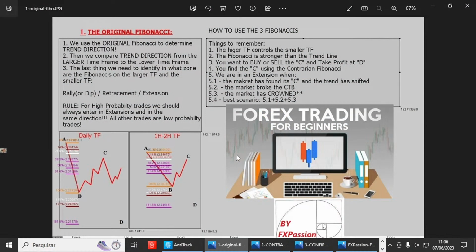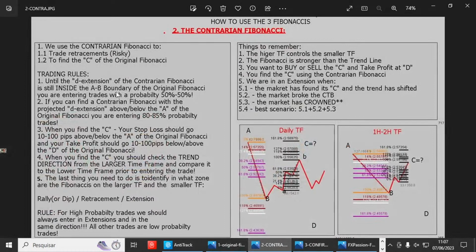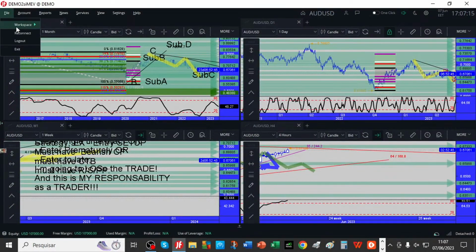Okay, before we move forward, we are using the original Fibonacci to, number one, determine trend direction. Number two, we compare trend direction from the larger time frame to the lower time frame. And the last thing we need to identify is what zone the Fibonacci's are in. And we just had Canadian news, right? And the contrarian, we are using the contrarian to trade the retracements and to find the C of the original Fibonacci. Now let's open, everybody, CAD CHF, right?